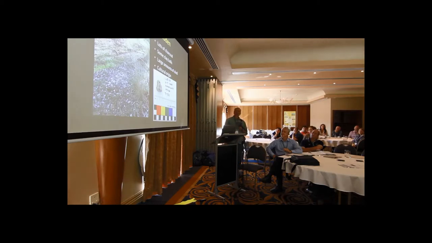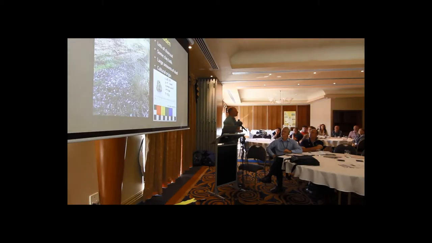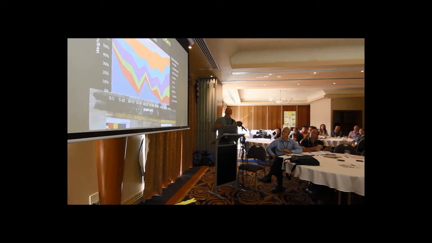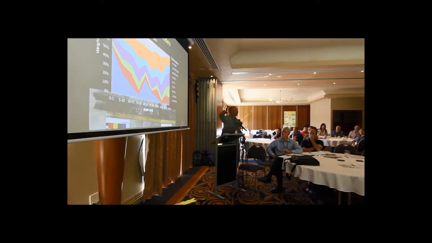So here's a shell midden, an obvious one on the left there. Our preliminary results suggest lots of charcoal in these shell middens. There are some clay balls, which indicate that they are of cultural origin because the people were cooking there. There's a clay ball there on the white, and large amounts of shell, lots and lots of shell. If we look at that particular core, the core is along the bottom, which you probably can't see particularly well, but it's approximately in proportion to the depth, and the depth is along the x-axis there in 5 centimetre spits.